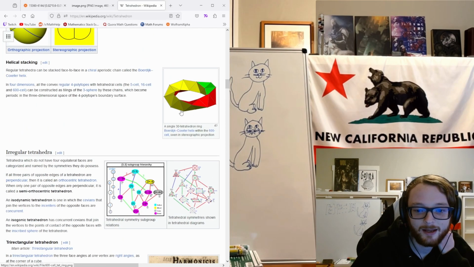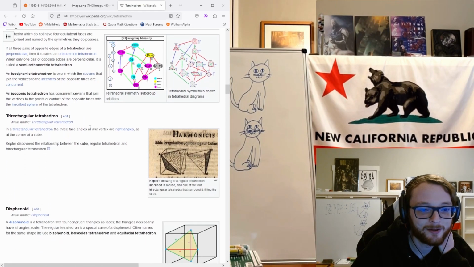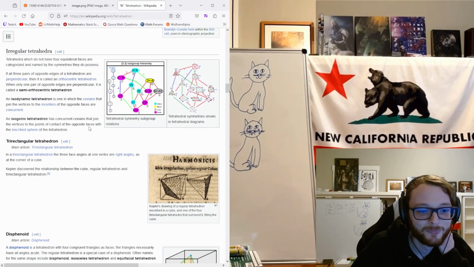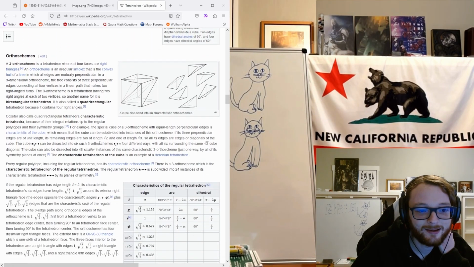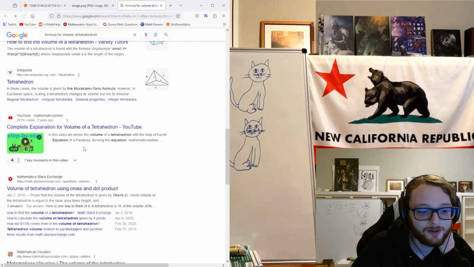What is that? I don't want to know. I don't want to know what that is. So we have an irregular tetrahedron, I guess, which is probably a lot harder. Okay, I don't see anything that is that convenient here.